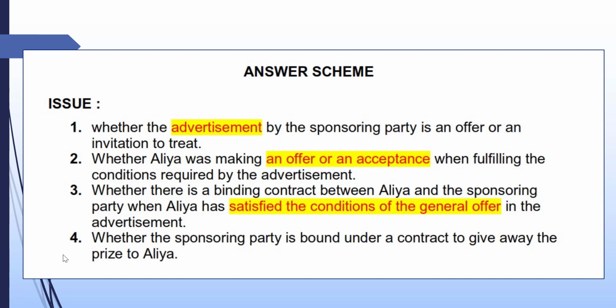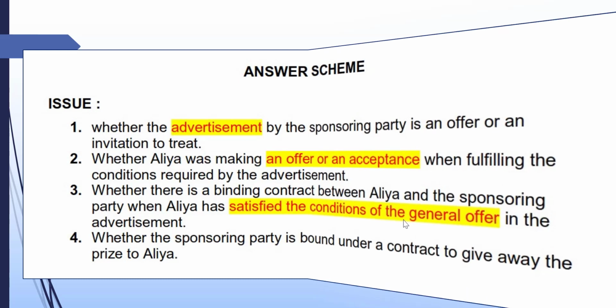And this is how you write the issue. You start your sentence with whether, and you emphasize the main clue, that is the word advertisement, and emphasize the law: whether the advertisement is an offer or an invitation to trade, and so on, whether Alia was making an offer or an acceptance, and whether Alia has satisfied the conditions of the general offer, because the advertisement may become a general offer if the advertisement comes together with another promise, that is the Myvi.